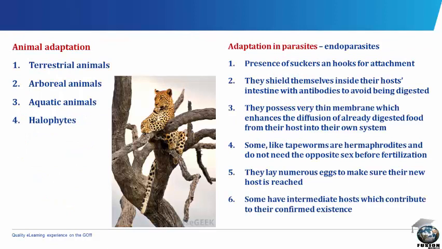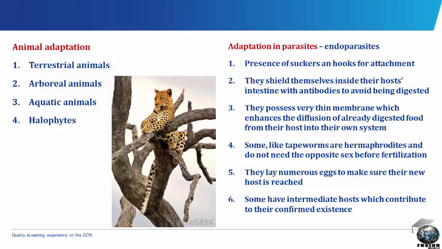Animal adaptation. Terrestrial animals possess thick, tough skin or hairs or furs, feathers as protective measures, as well as temperature regulators. They have lungs for respiration, kidneys for excretion, limbs for support and locomotion, sweat glands for cooling and excretion, and they also give birth to few young ones, for example the elephant.